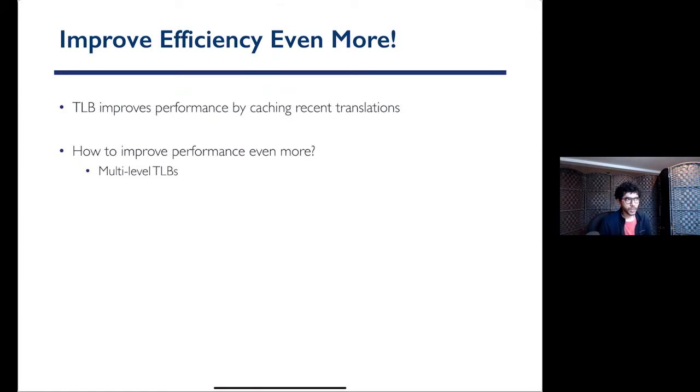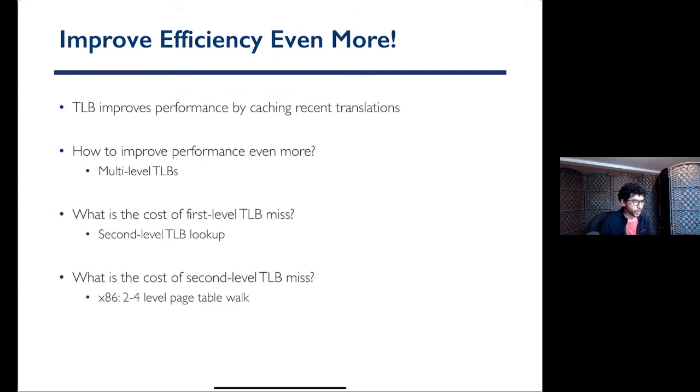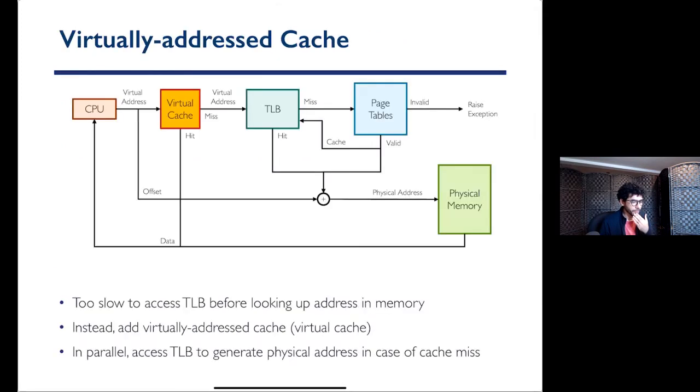Now with the same thing with the TLBs, for your translation, you can first go to your first level TLB. If you don't find it, you go to the second level TLB, to the third level TLB, and then eventually you can go to your page tables. So that's pretty much the idea. Okay, so the next improvement in terms of performance is to just use a virtually addressed cache.